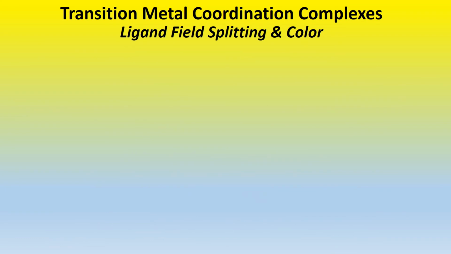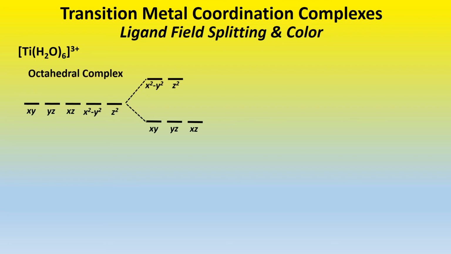This gap gives rise to all of the physical properties of complexes, which are varied and interesting. For one thing, transition metal complexes generally have color. How does this occur? Taking a look at a simple complex, Ti(H2O)6 3+, with a coordination number of 6. This is an octahedral complex.